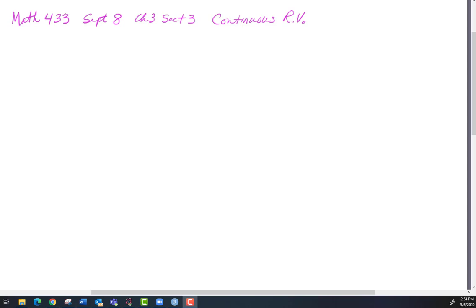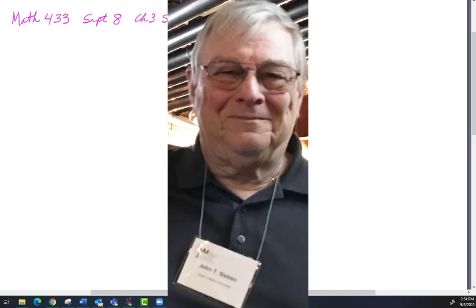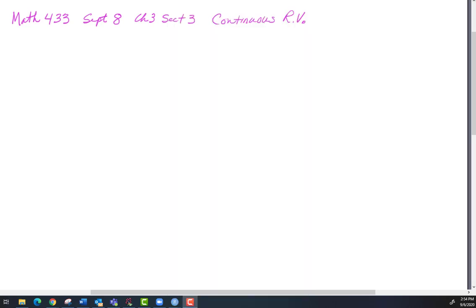Welcome back, and let's start talking about continuous random variables. We've talked about discrete random variables and how we calculate probabilities for discrete random variables with probability mass functions. For continuous random variables, we calculate probabilities using a probability density function, or a PDF.